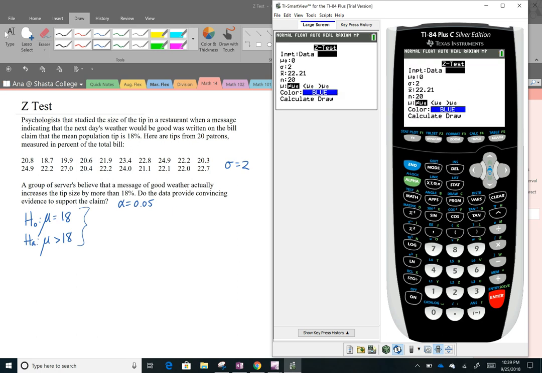I can again do data or statistics. My data is in L1, so I'm just going to hit data. I need to know what my mu value is, or my hypothesized value. They claim that it's 18%, but the servers think that it's greater than that. So when I'm choosing my alternative, I have to make sure that it matches greater than to greater than, and then I calculate.